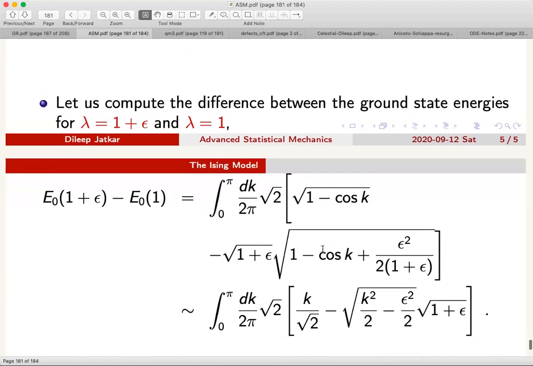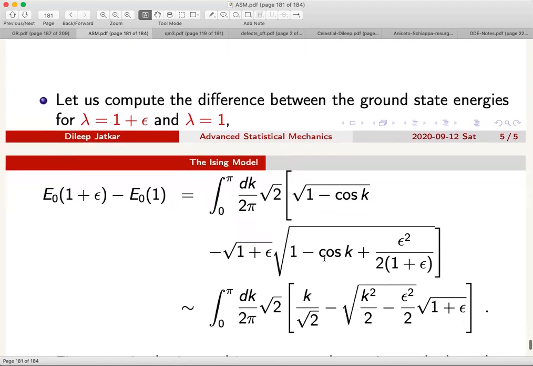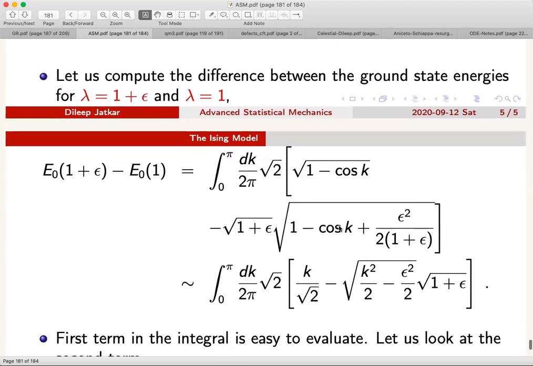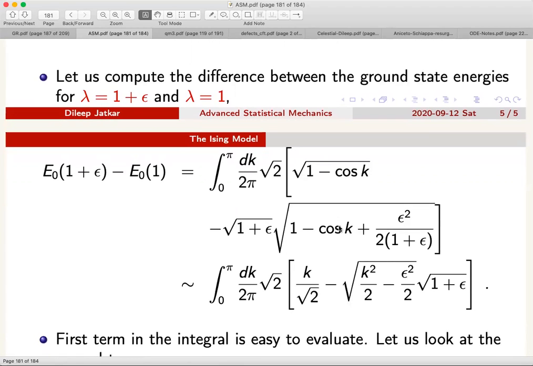Now you can of course take (1 minus cos k) to the half out and expand this expression, or you could just look at it in the neighborhood of k equals 0, because that is the most interesting part, and see how the system behaves. So we'll do the second thing, namely look at the system in the neighborhood of k equals 0. If you do that expansion, you get terms like this.